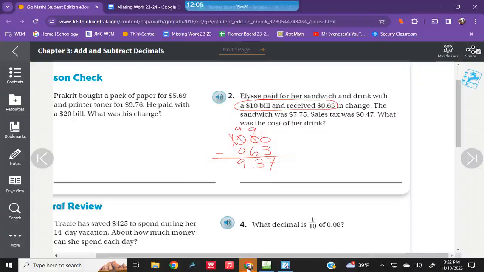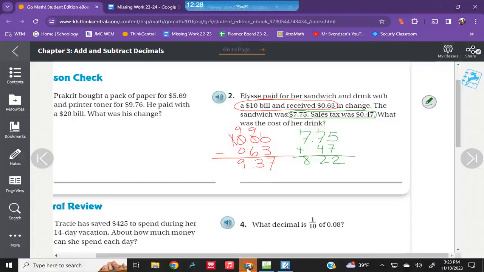Now, we're going to come over here and we're going to see that her sandwich was $7.75, and the sales tax was 47 cents. $7.75. So we're going to add that sales tax in there. And we get 12 and 12. And I get $8.22. Okay?